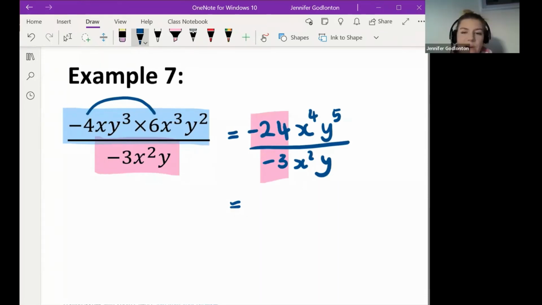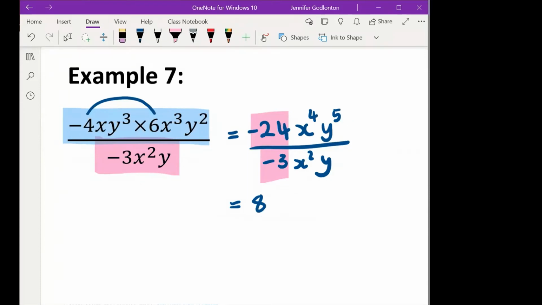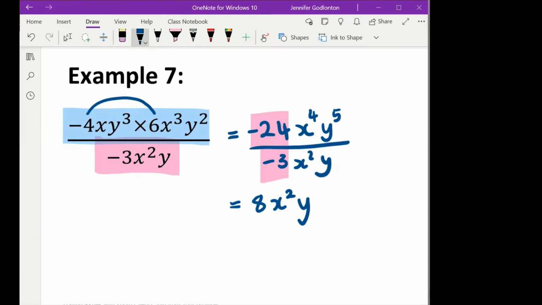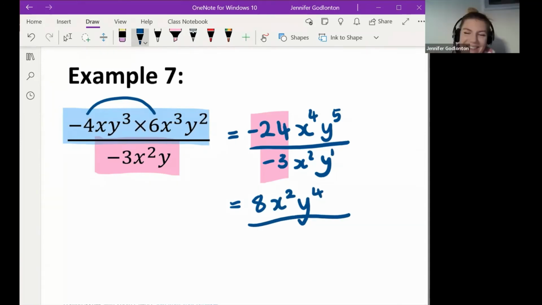Good. Okay, so if you want to write it as a whole number, you can. I'm just going to write it at the top. And then what am I going to be left with? It's going to be x to the power of 2 and y to the power of 5. I mean, not 5, 4. Yeah, there we go. Don't forget about that one over there. Nice job. Well done, Tiana. That was really, really good.